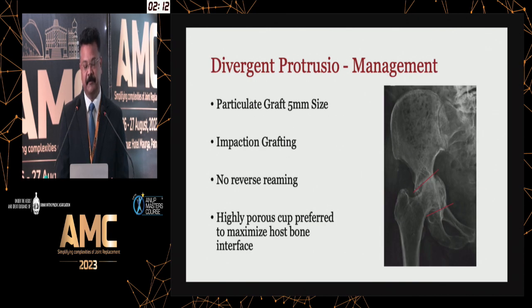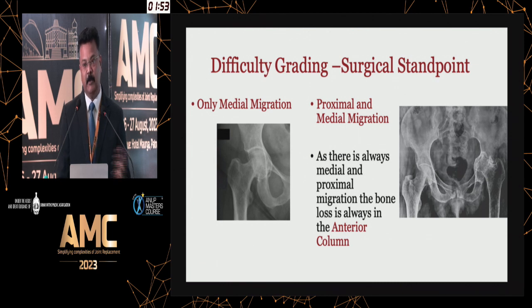However, in cases of a divergent protrusio scenario, particulate graft matter is the recommended thing, and no reverse reaming is recommended, and the ideal method is to actually impact it into the wall. In these cases, a highly porous cup like a Gription or a tantalum would be preferred to maximize the host-bone interface.